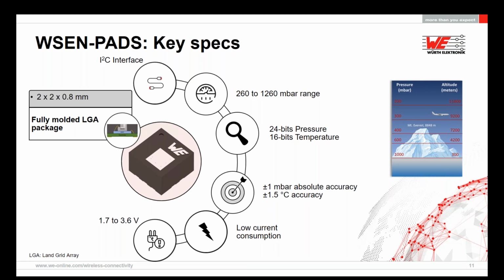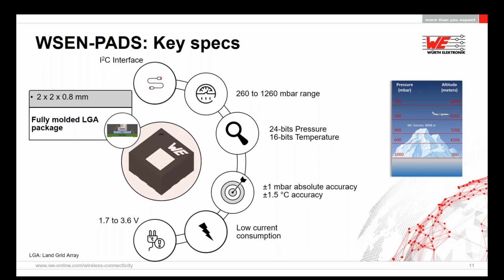The pressure data is 24 bits of resolution, and the temperature data has 16 bits of resolution. Here, the temperature sensor is not only used for the temperature compensation, but the user also has the possibility to read the temperature data from the device. The accuracy of the sensor is plus or minus 1 millibar, and the temperature sensor accuracy is plus or minus 1.5 Celsius. This is important, where the customer can use just one sensor in order to have also the temperature measurements.